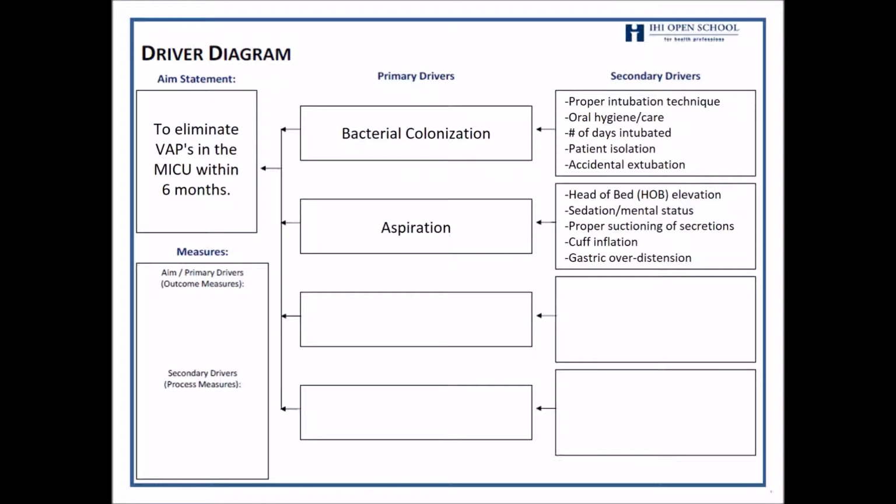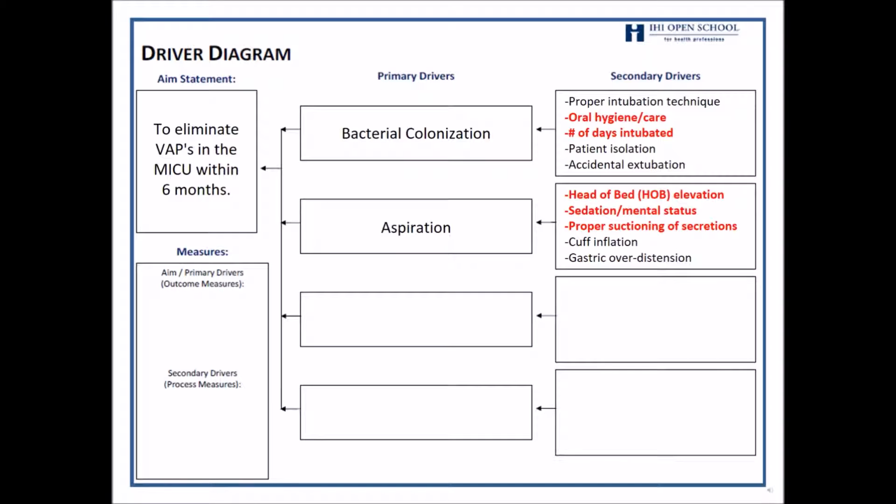The outcome measure, or the one most related to the AIM and the primary drivers, would be the number of ventilator-associated pneumonias per 1,000 ventilator days. But just by its definition, you can tell that's going to be a piece of data that's going to take a long time to gather. In other words, you're going to have to gather data on thousands and thousands of ventilator days to gather data on a fairly rare event.